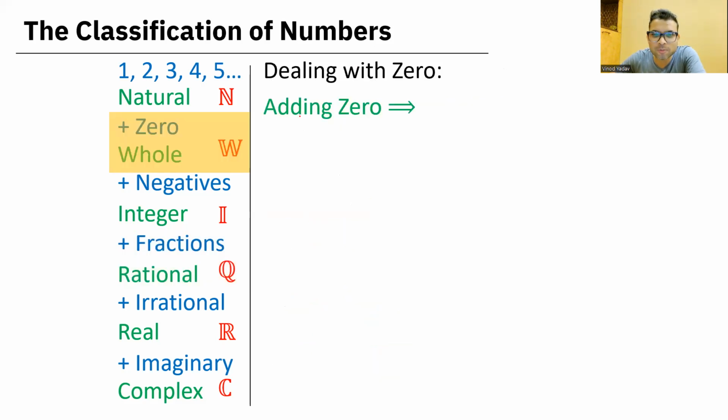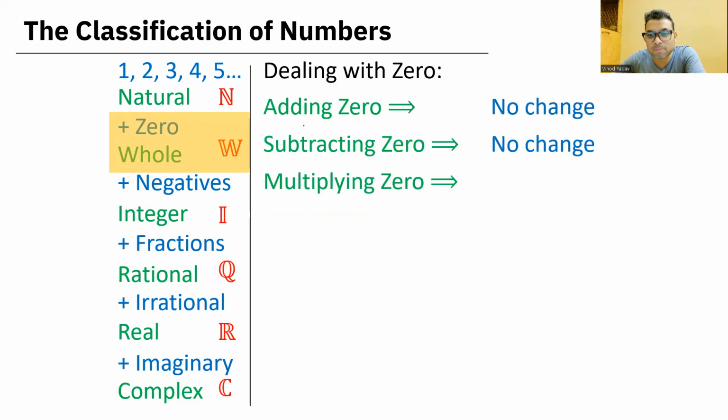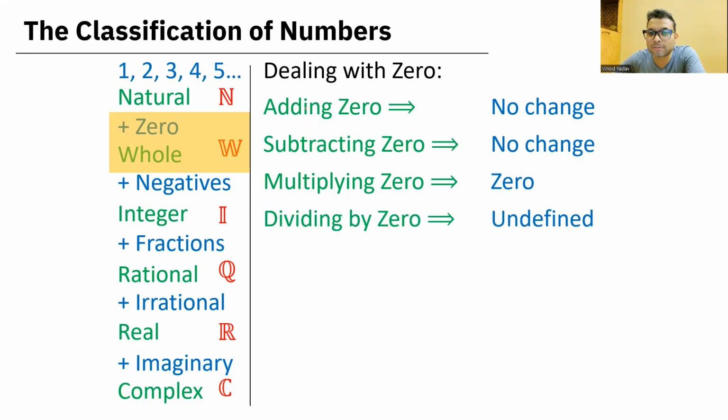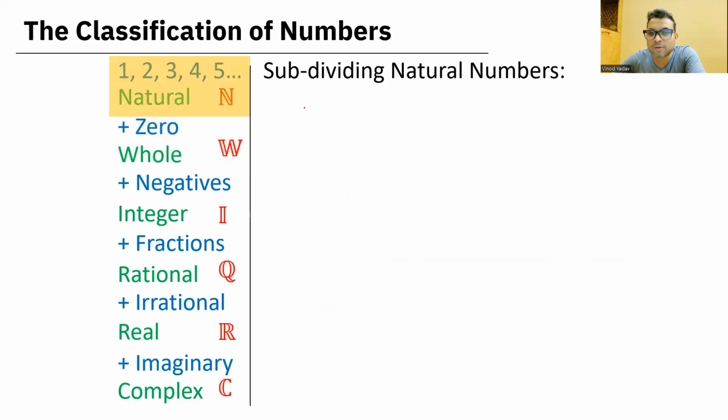Chalo, dealing with 0. So adding a 0, no change, right? Subtracting 0, no change. Multiplying by 0, yes, the value becomes 0. Dividing by 0, not defined, right? Great. Chalo. Subdividing natural numbers now.